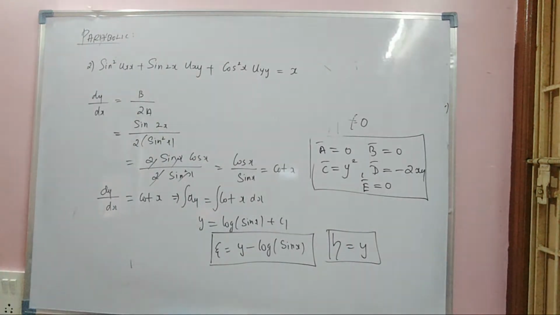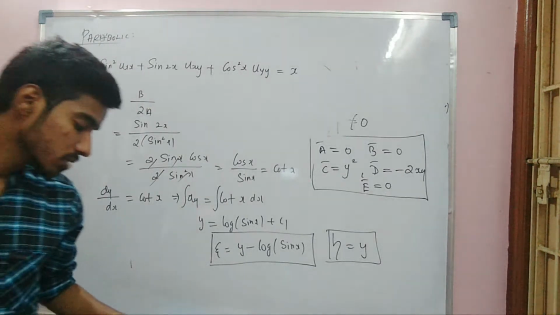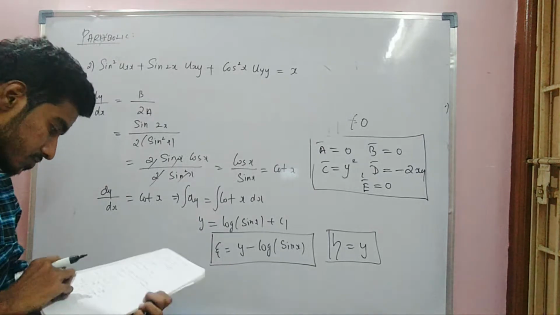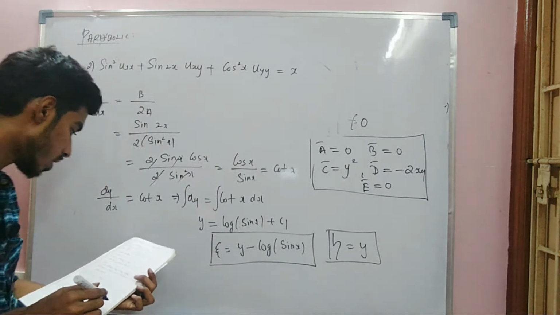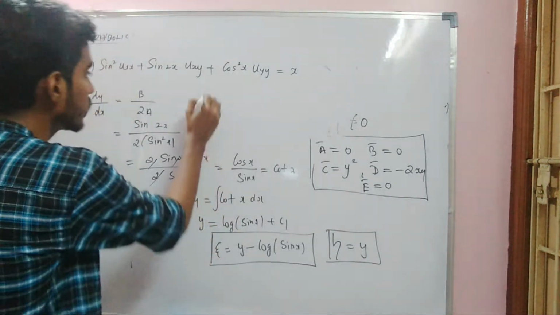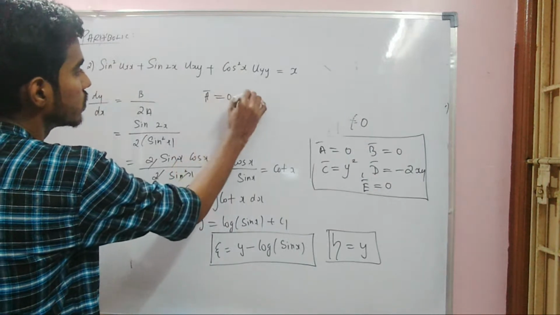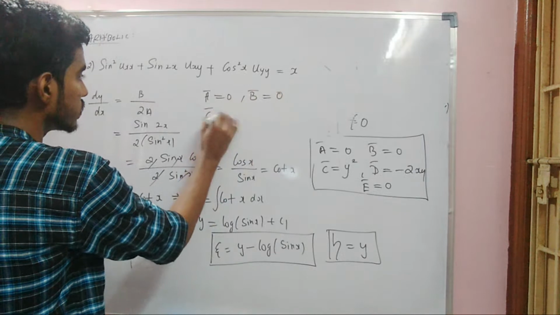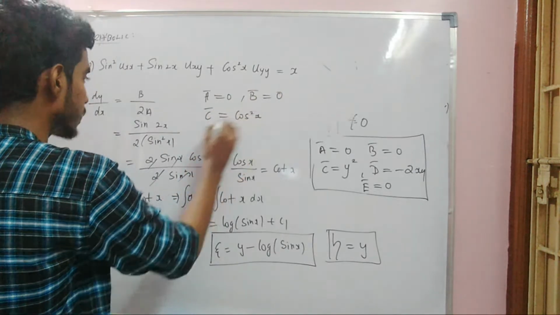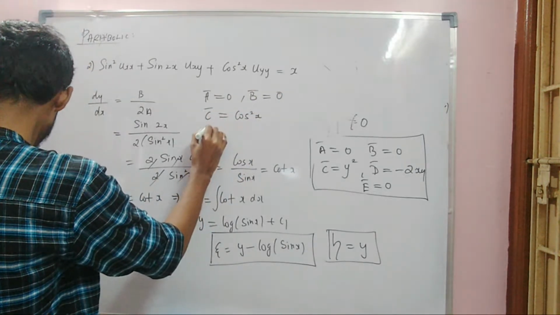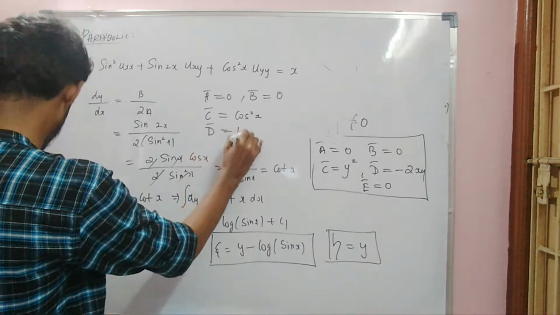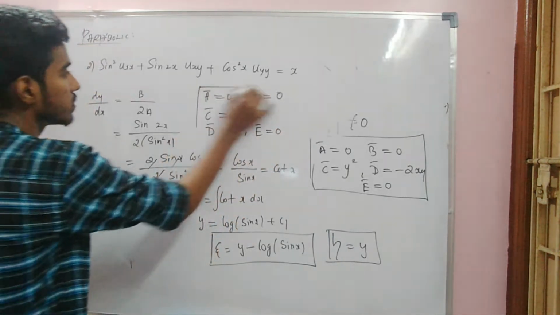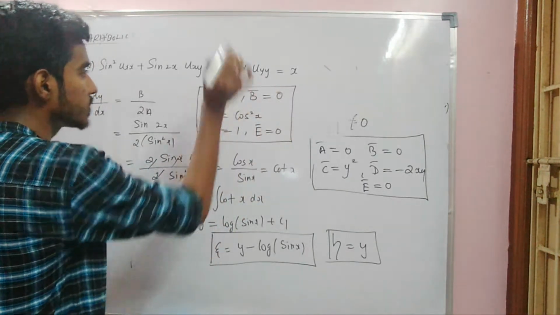You can find the rest from now on. You just have to find a bar, b bar, c bar, d bar, e bar, and write the answer. So we have a bar equal to 0, b bar equal to 0, c bar is cos square x, d bar is 1, e bar is 0. Now you substitute in canonical form.